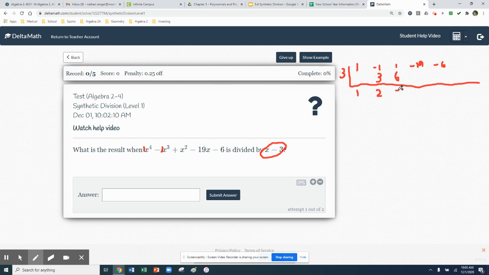Then we'll add and get 7. 3 times 7 is 21. Then we'll add and get 2. 3 times 2 is 6. And now we're at the end. This is going to be our remainder. So our remainder is going to be 0.